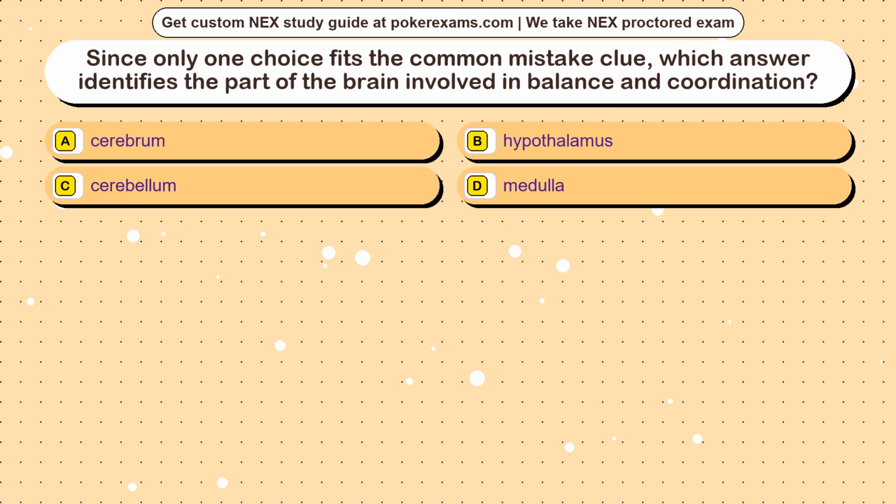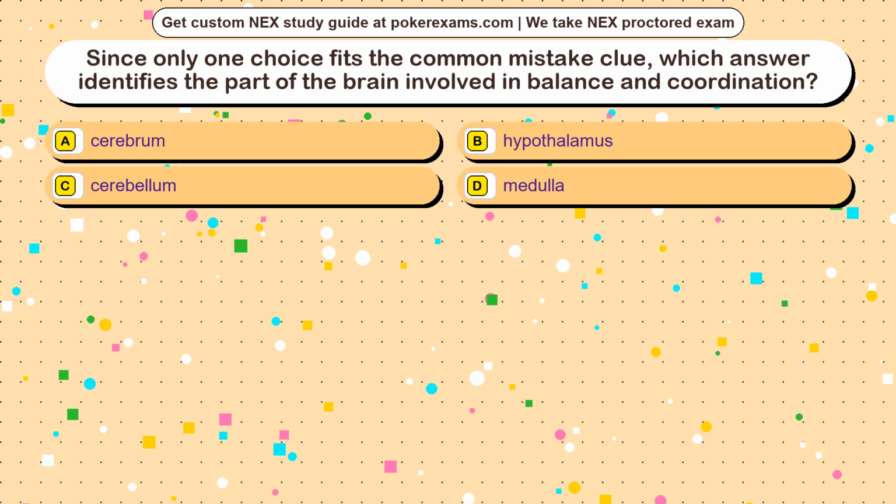Question 21. Since only one choice fits the common mistake clue, which answer identifies the part of the brain involved in balance and coordination? Option A, cerebrum. Option B, hypothalamus. Option C, cerebellum. Option D, medulla.